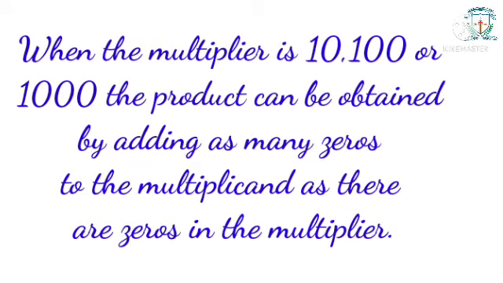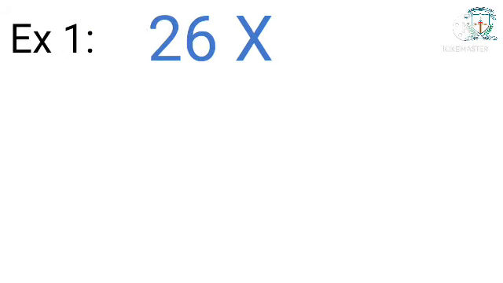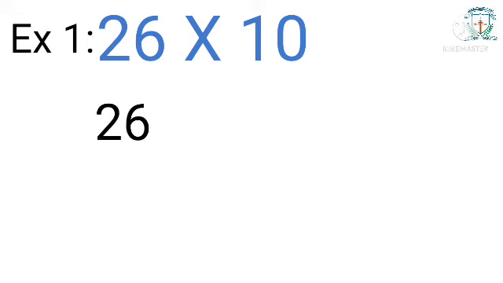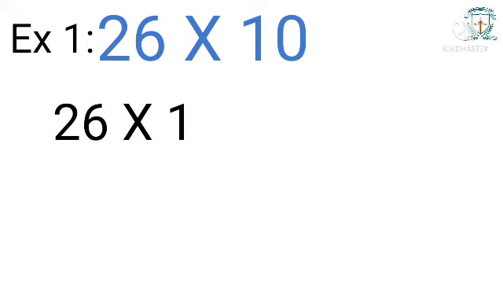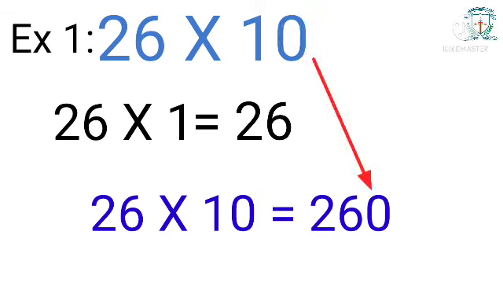For example, 26 multiply with 10. We multiply 26 with 1. We get 26. But there is 1 zero. We write that 0 to the extreme right. So, the product obtained here is 260.